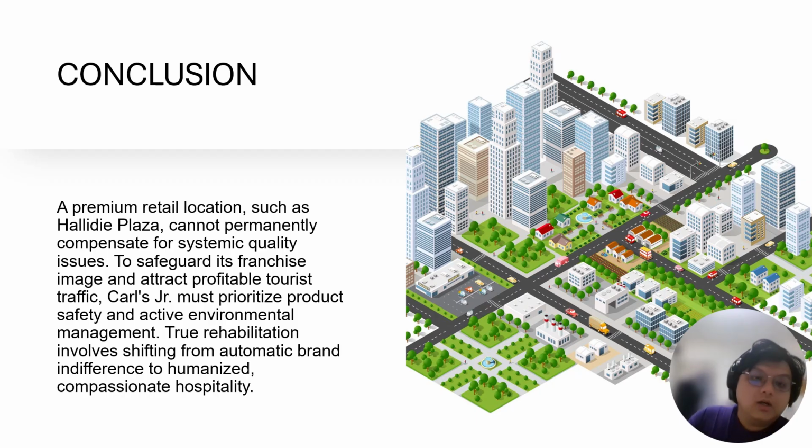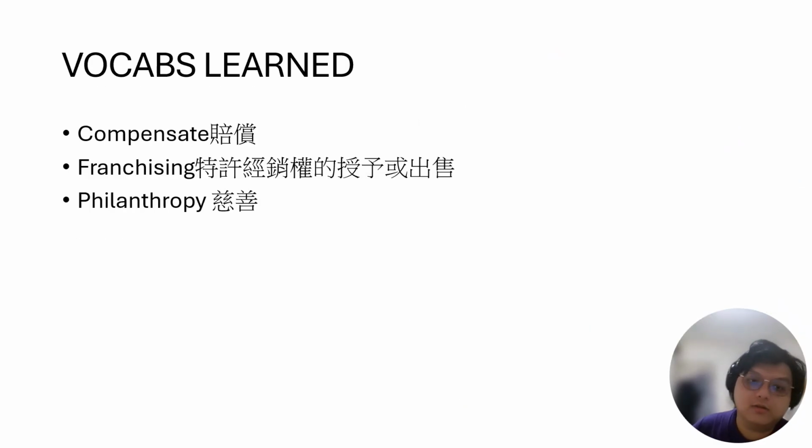Conclusion: a premier retail location cannot permanently compensate for a systematic quality issue. To safeguard the business, we must prioritize product safety and achieve active environmental management. You also need to shift from automatic brand indifference to humanized, compensating hospitality.